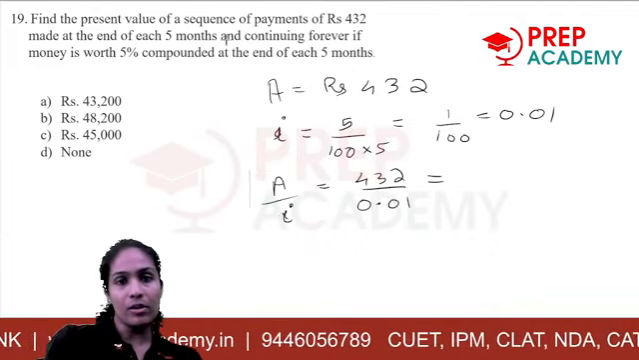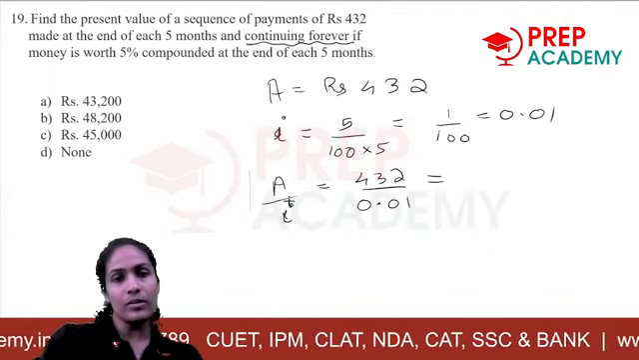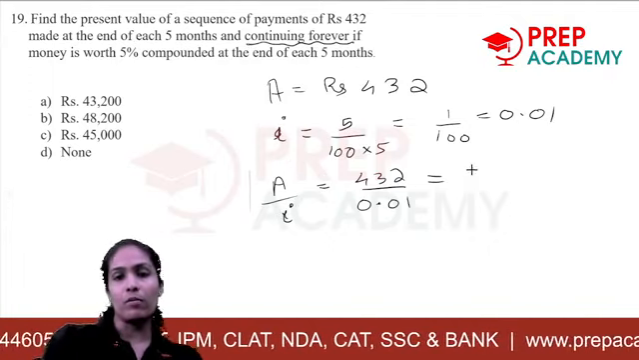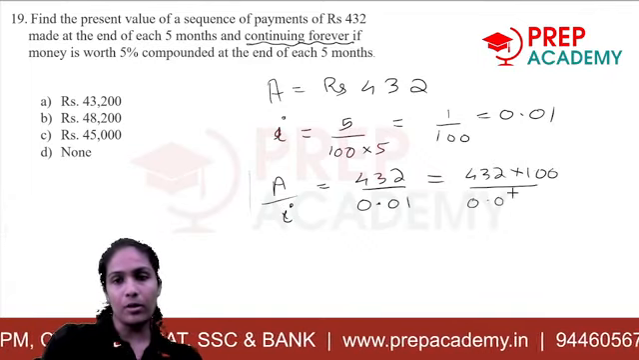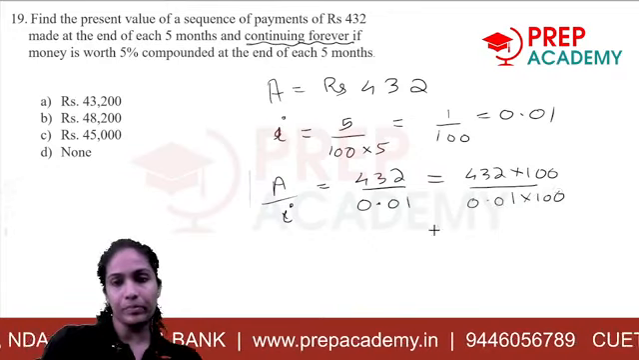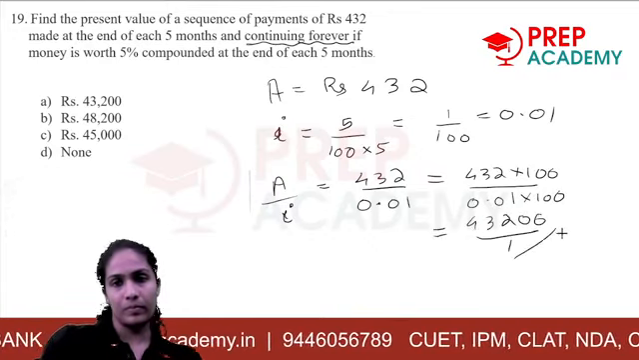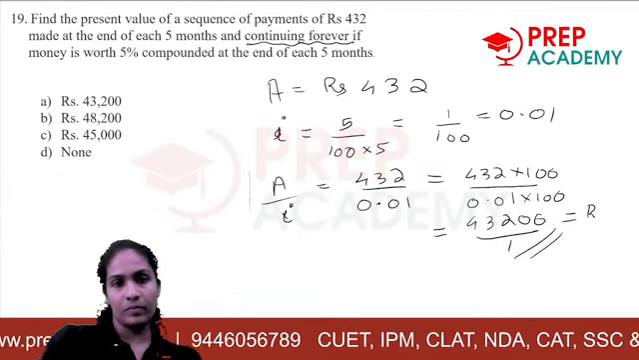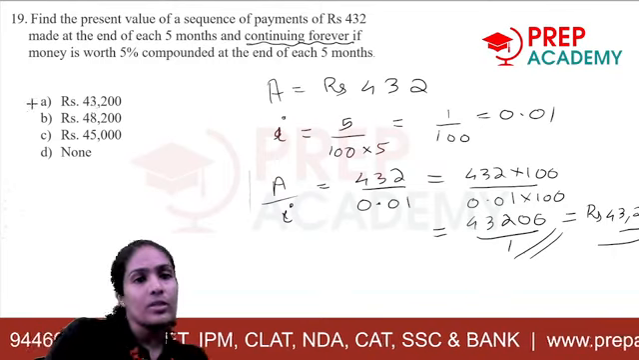We are finding a present value. We can't find the continuing future amount. So the present value is 432 by 0.01, which is equal to 432 into 100, which is 43,200. The correct answer is option A, rupees 43,200.